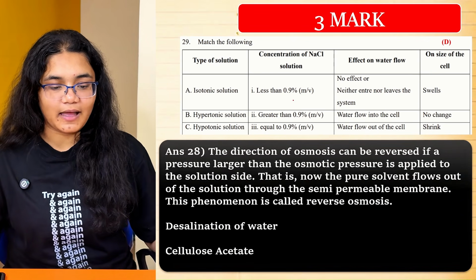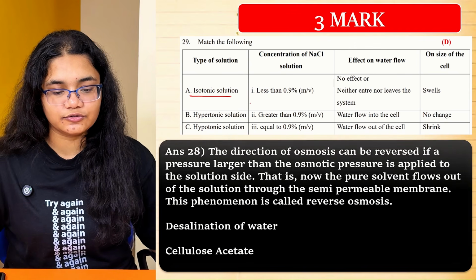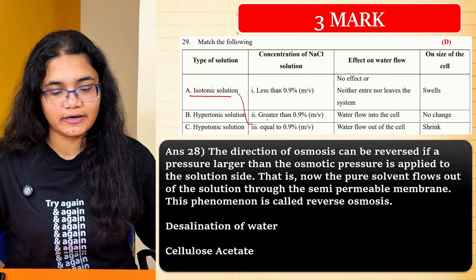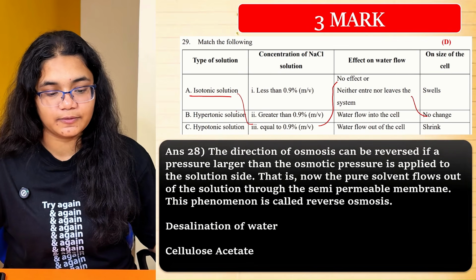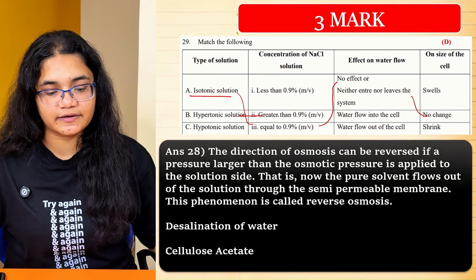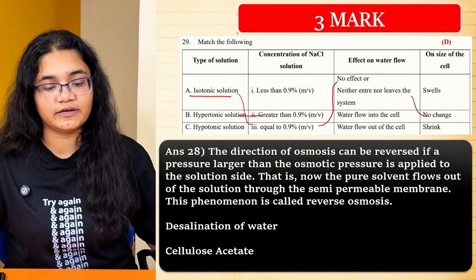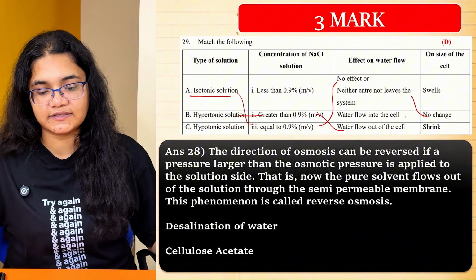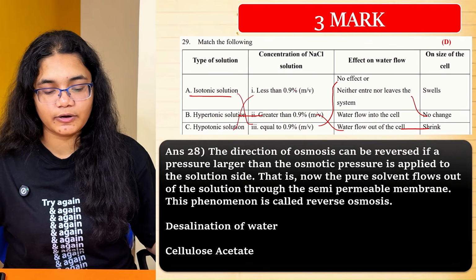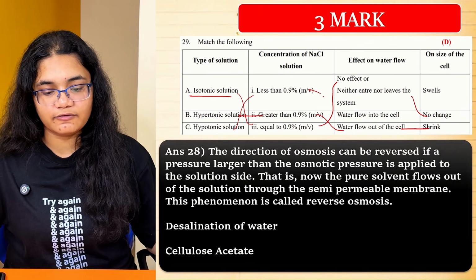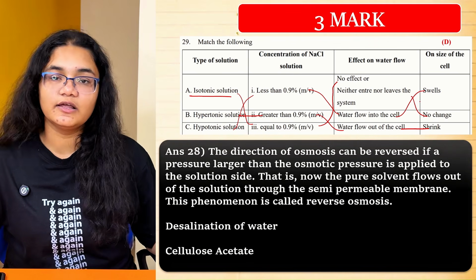Next question is to match the following. You have isotonic solution, then it will be equal to 0.9% and there will be no change. Hypertonic solutions means greater than 0.9%. So if it is greater, water will flow out of the cell and the cell will shrink. Hypotonic means it is less than 0.9%, so water will flow into the cell and the cells will swell.